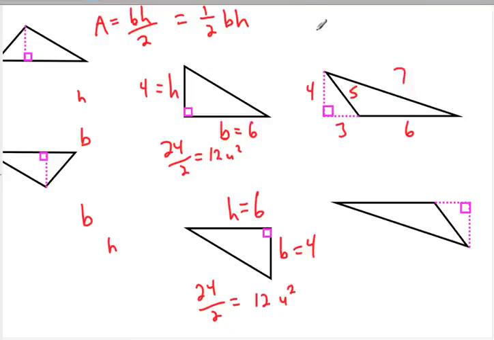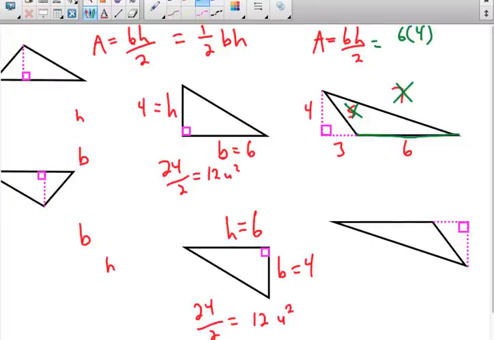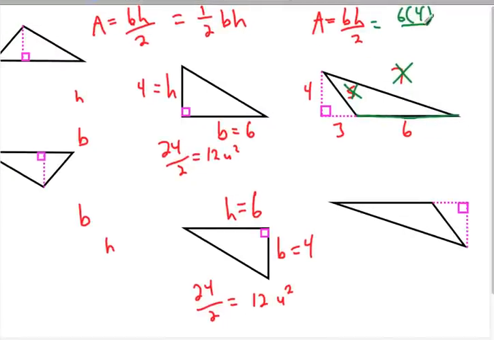So we have area equals base times height divided by 2. The 5 is a trick. That is off a diagonal. We can't use that. Same with the 7. We can't use that. The base actually is going to be this here, the 6. So it equals 6. The height is the 4, and then we're going to divide by 2. Do not use this. So it's only the 4 and the 6.